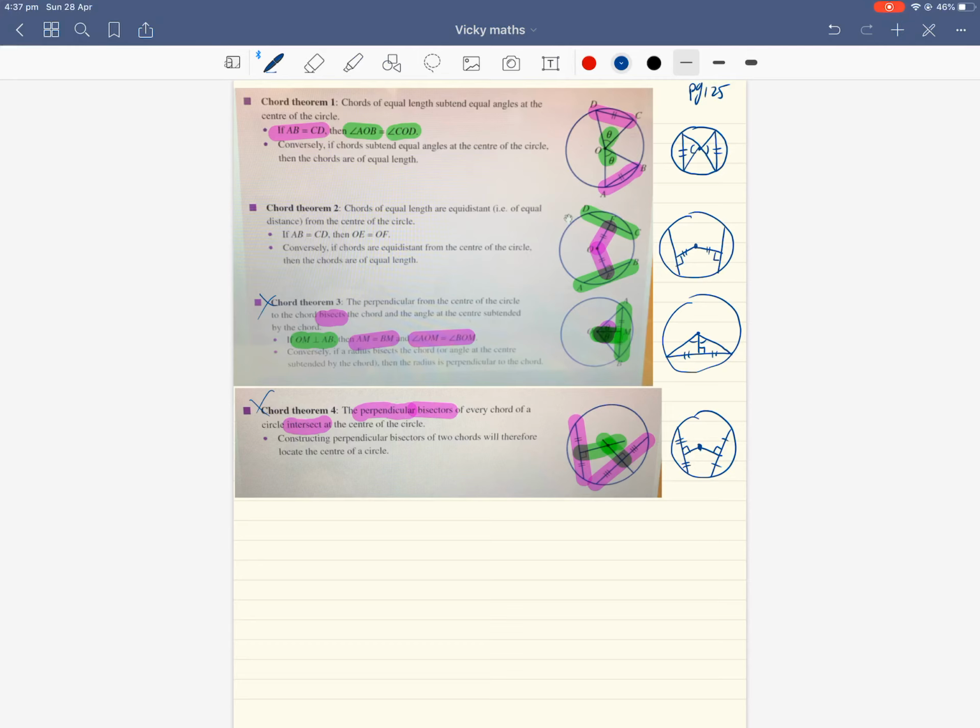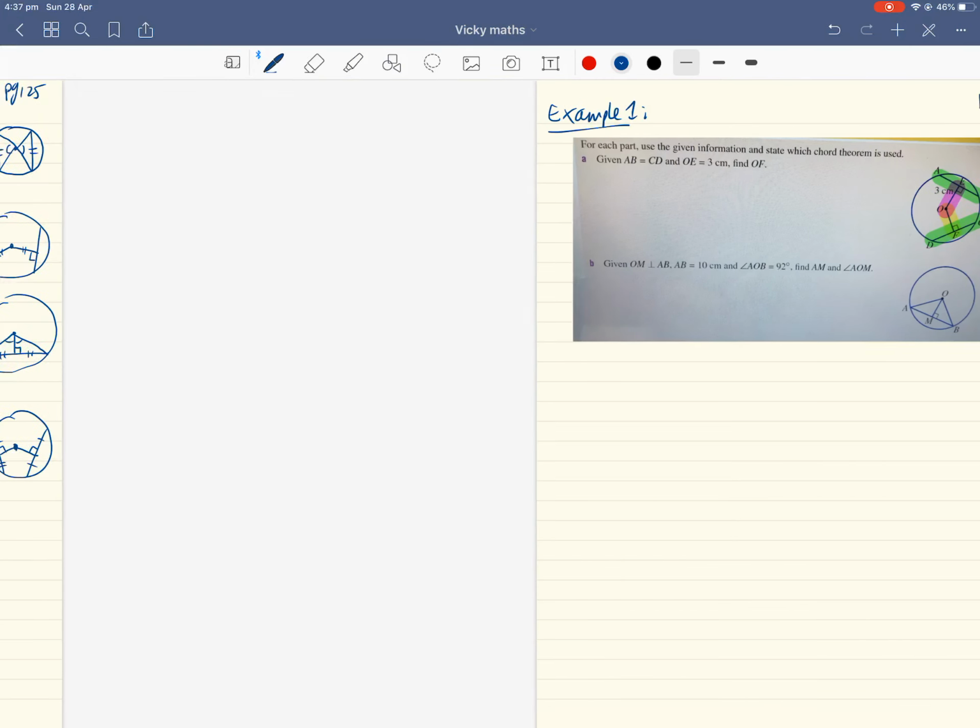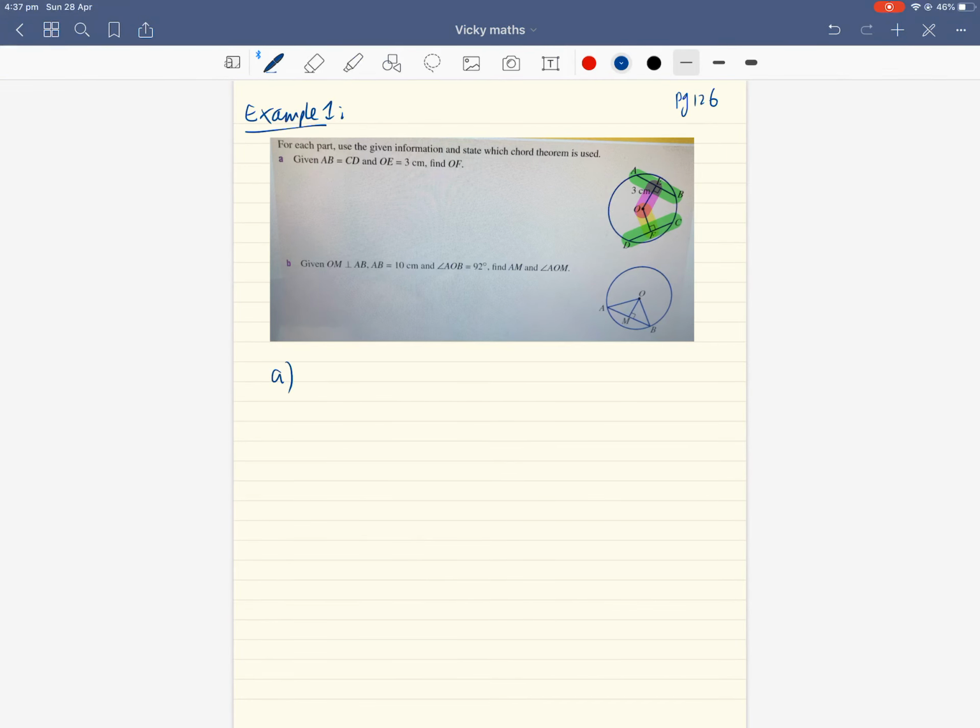We're not really dealing with angles here. So chord theorem 1 is dealing with angles, so 1 is out of the question. So all that's left is, let's use chord theorem 2. Chord theorem 2 says, if your greens are equal, then your purples are equal as well. So applying that to part A, since your greens are equal, that means our inside purples must be equal as well. So we can say that OF is equal to 3 centimeters.